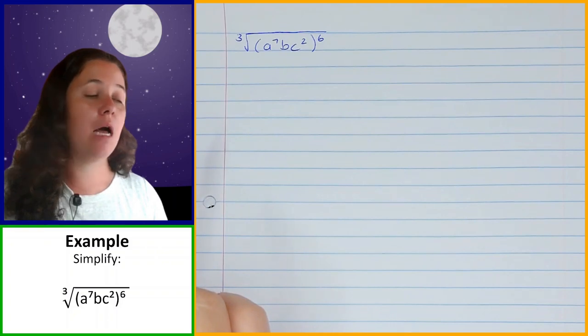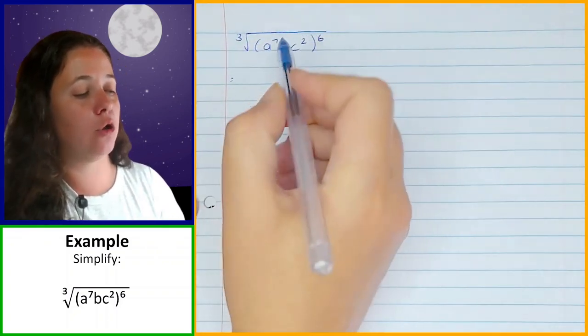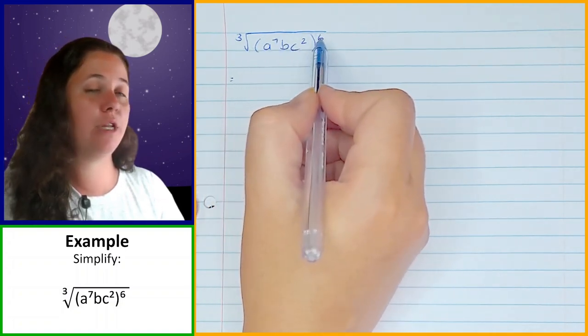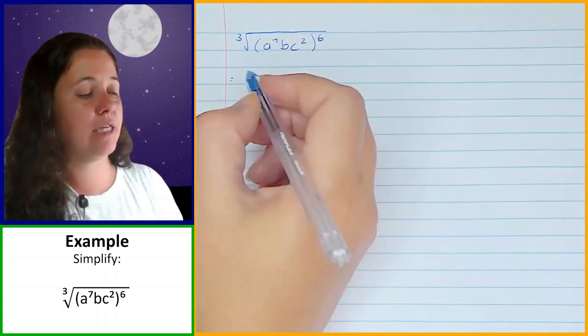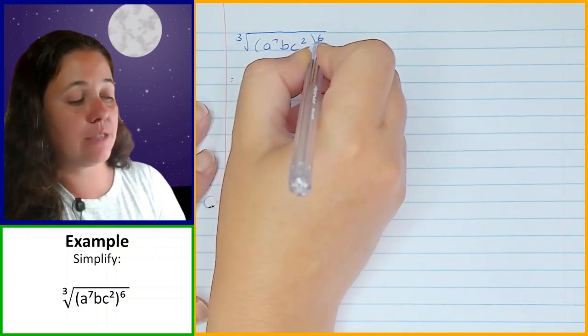In this example, I can do it two ways. I can look at this whole thing as a power, a base with an exponent. So I'm going to divide the exponent by 3. The base stays the same, and I just divide the exponent by 3.